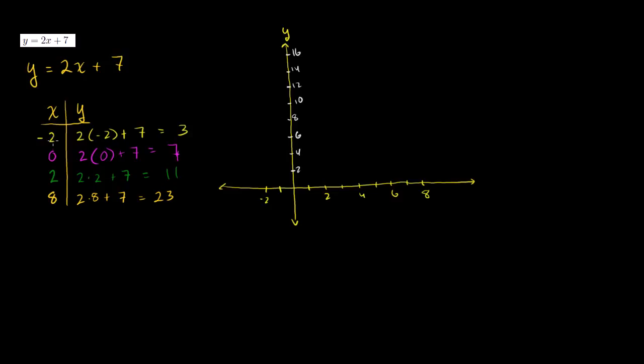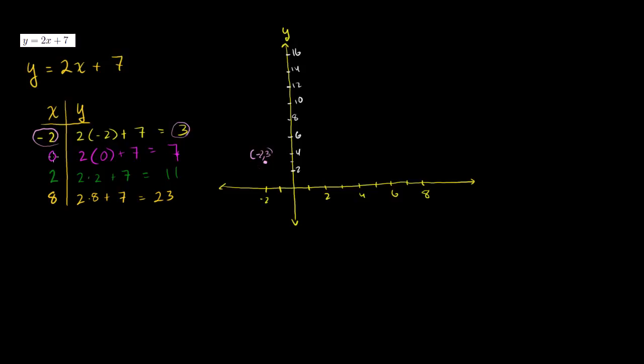So this first coordinate I have is x is equal to negative 2, y is equal to 3. So I could write my coordinates. It's going to be the point negative 2, 3. X is negative 2. Y is 3. 3 would land right over there. So that's our first one, negative 2, comma 3.